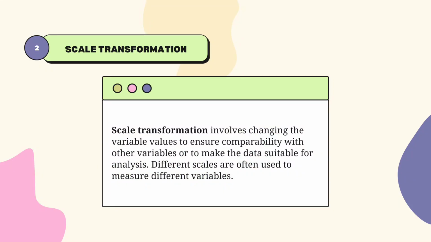The second type of data transformation is scale transformation. Scale transformation involves changing the variable values to ensure comparability with other variables or to make the data suitable for analysis. Different scales are often used to measure different variables. For example, we may use a 5-point Likert scale for one set of variables and a 7-point Likert scale for a different set of variables in our survey.